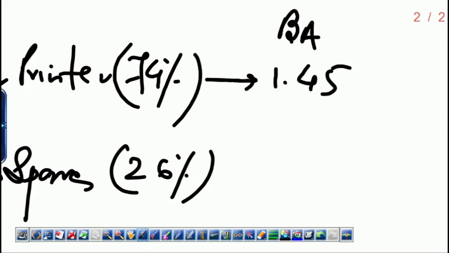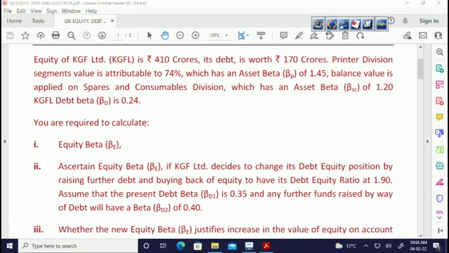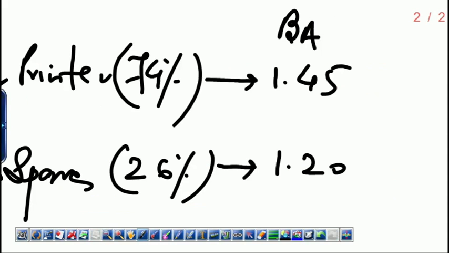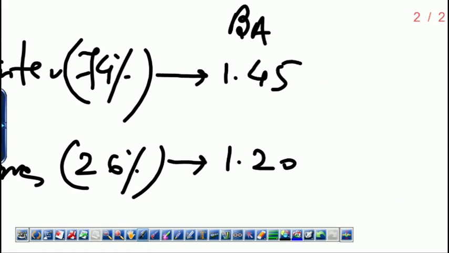And what is the beta asset of this business? It is 1.2. So I said no, the spares division is less risky. Okay. Now we calculate the weighted average of these two. So what do I get? I am calculating it on my calci.